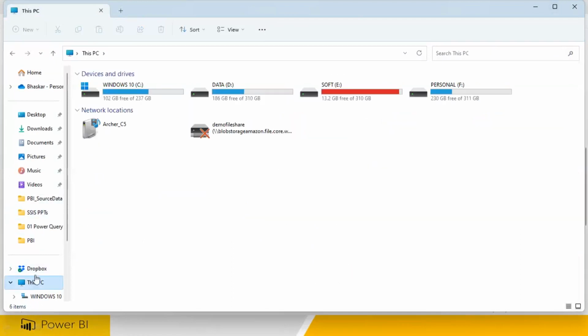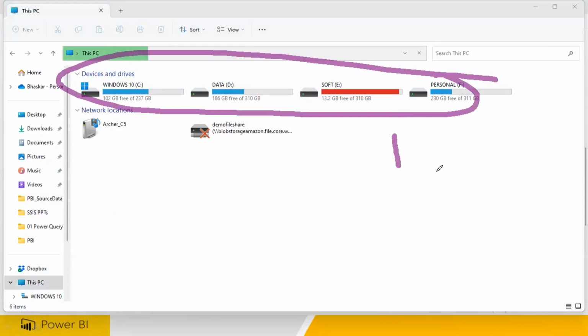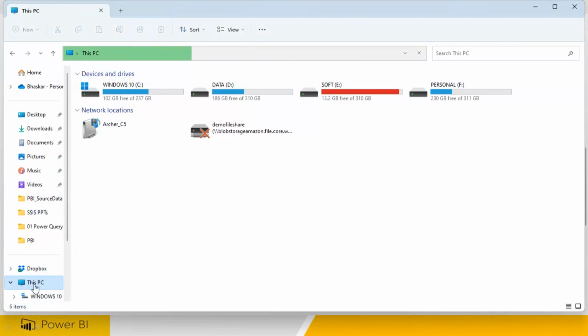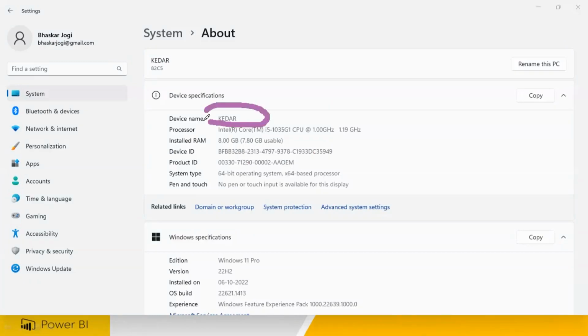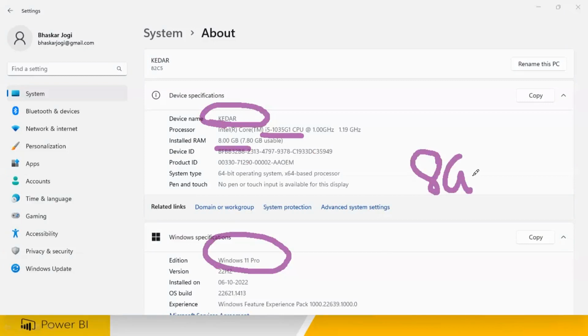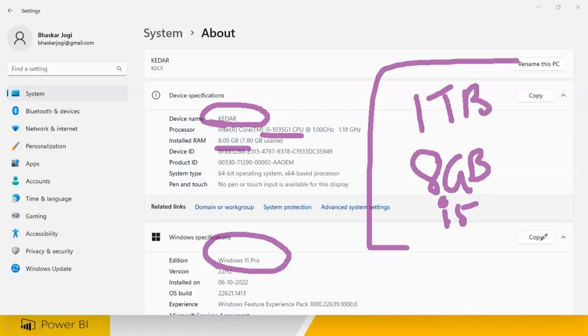For example, let me show you my laptop configuration. Let me click on This PC. Now Windows, D drive, soft drive, all of them put together. What is the capacity of the hard disk? It is 1 terabyte. Let me right click on this, go to properties, and see what processor I have. My computer name is Kedar, i5 processor, 8 GB of RAM. I am running Windows 11 Pro. So only 8 GB of RAM and an i5 processor are available, and I have 1 terabyte of hard disk. This is my laptop configuration.